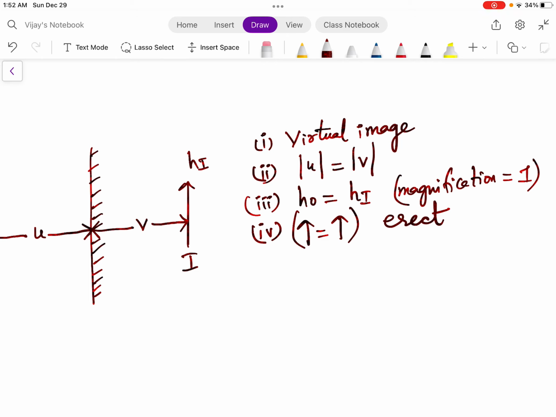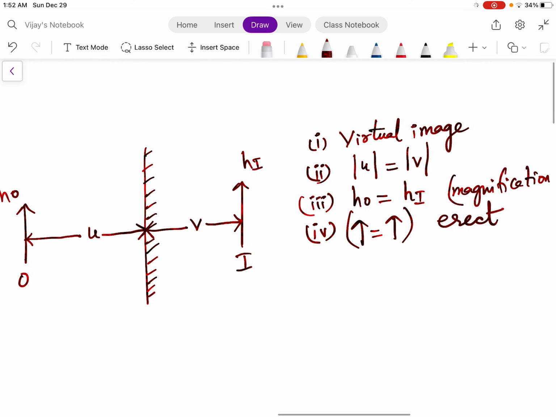What is the opposite of erect? Inverted. So inverted images can also be formed. I will be talking about that. But as far as plane mirror is concerned, remember the image is erect. This is the fourth important point.